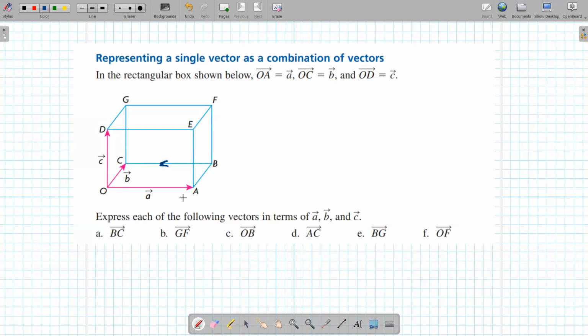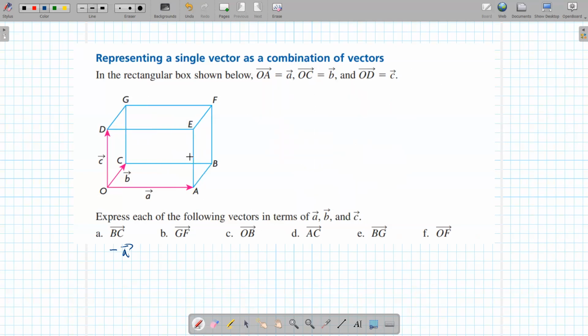BC is what we're looking for, but it needs to be expressed in terms of A, B, or C. You see these small letters A, B, and C? It needs to be expressed in these. BC is the same thing as opposite OA, and we know OA is A, so that means BC must be negative A. See what I'm saying? They want it in terms of the small case letters.